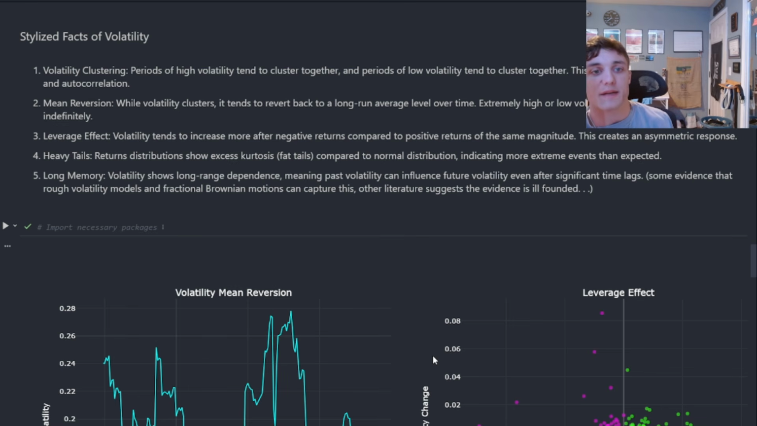Some more stylized facts of volatility for you. Volatility clustering. Periods of high volatility tend to cluster together and periods of low volatility tend to cluster together. This means volatility shows persistence and autocorrelation. This is not a crazy idea.